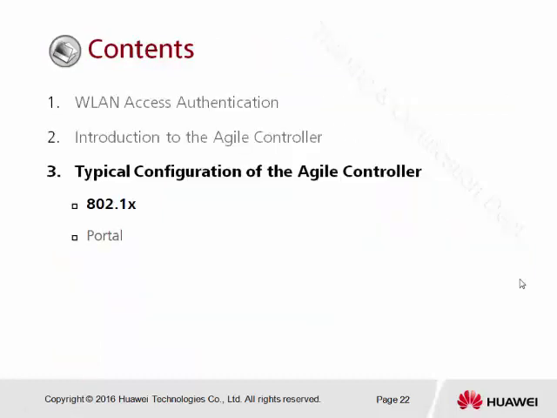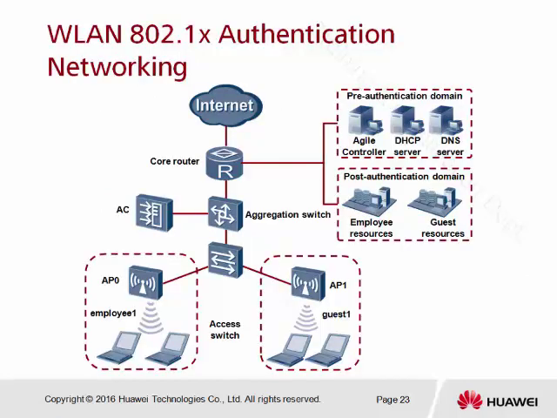And here is content number 3. We're going to show you some of the configuration, how to use the Agile controller for 802.1x. So this is a network example. Based on this one, we will do the explanation for all the configuration here.